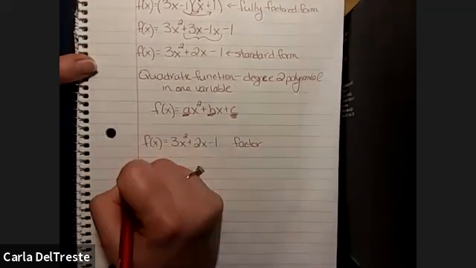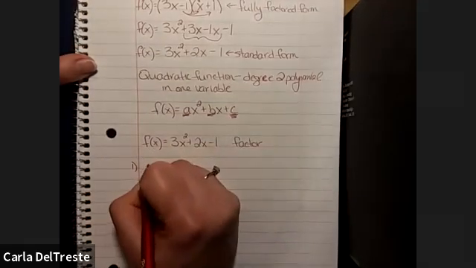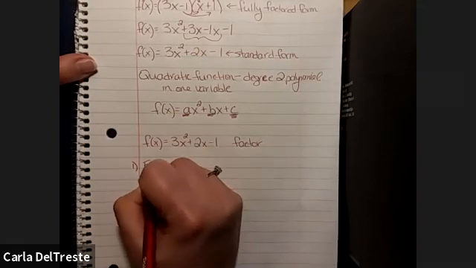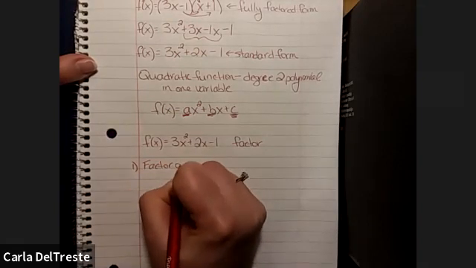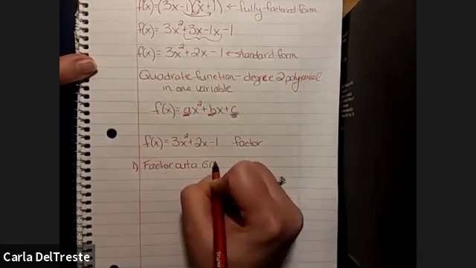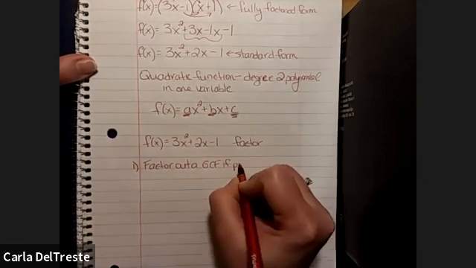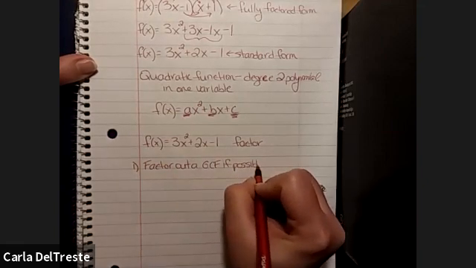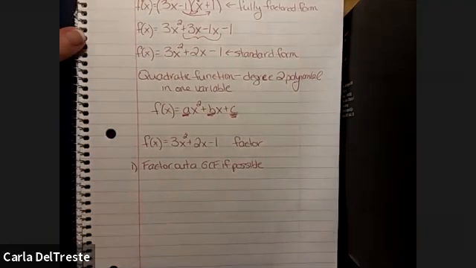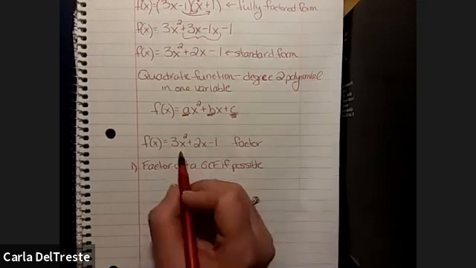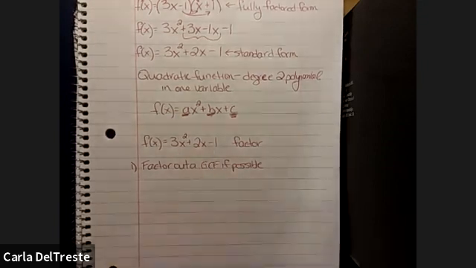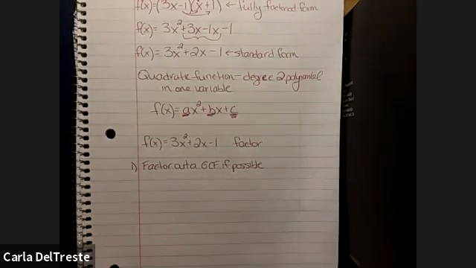The first thing you look for is factor out a GCF if possible. This particular function doesn't have a GCF, 3x squared plus 2x minus 1. Those terms have nothing in common, so I can skip step number 1.